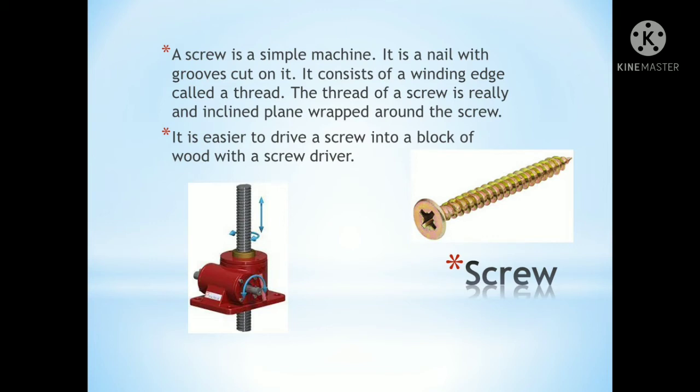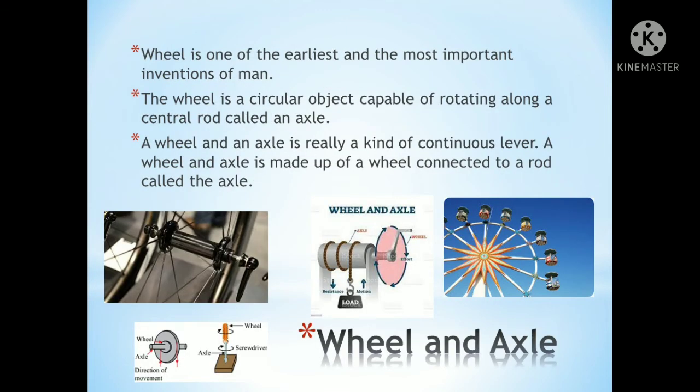Okay, students. So next we will talk about the wheel and the axle. Okay, so what are the wheel and the axle here? Wheel is one of the earliest and the most important inventions of man. We know this, isn't it? Early man invented this at a very early time. The wheel is a circular object capable of rotating along a central rod called the axle. Okay, can you see there?